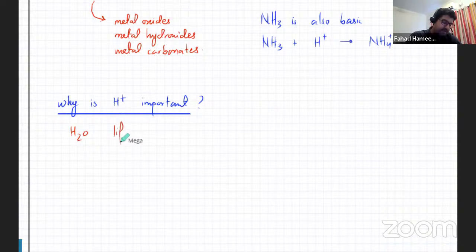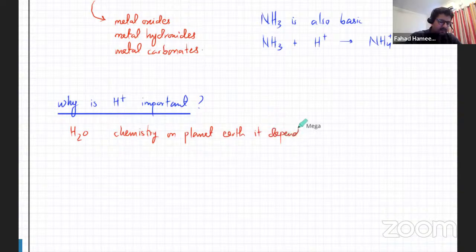Life on planet Earth or chemistry on planet Earth depends on, maybe on some other planet it might depend on something else. But at least on planet Earth, chemistry depends a lot on water. So 70% of the Earth's crust is water. Even if you just dig the ground, you'll find water underneath. Everywhere there is water. There's no chemistry happening where there is no water.